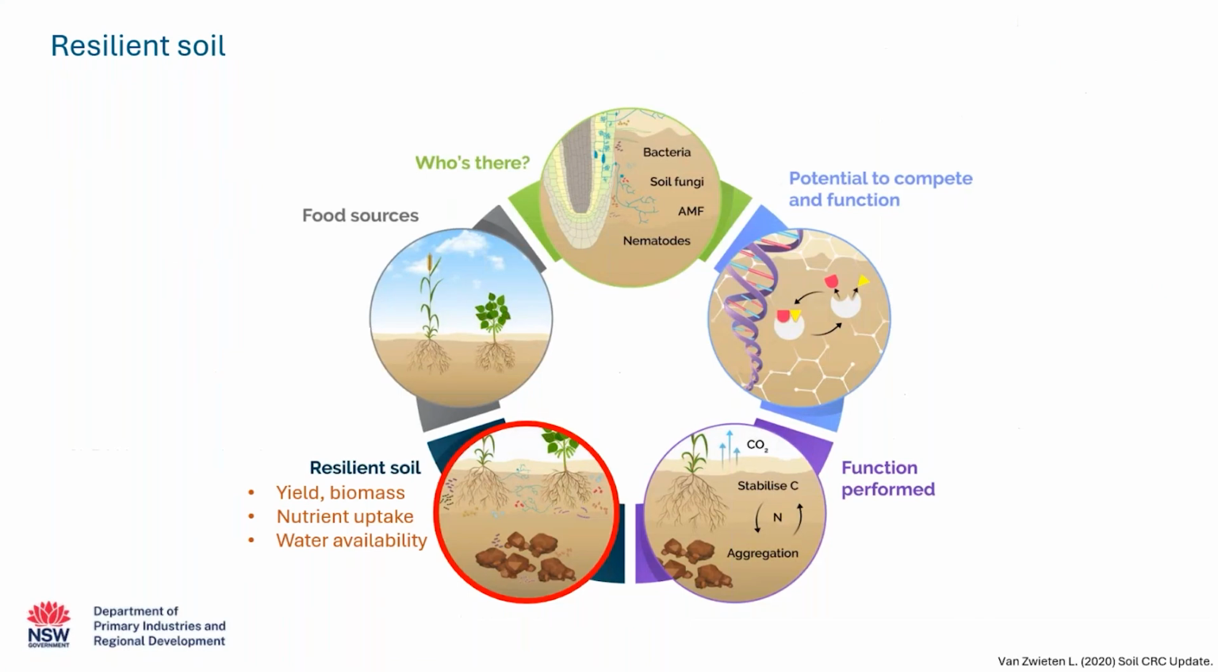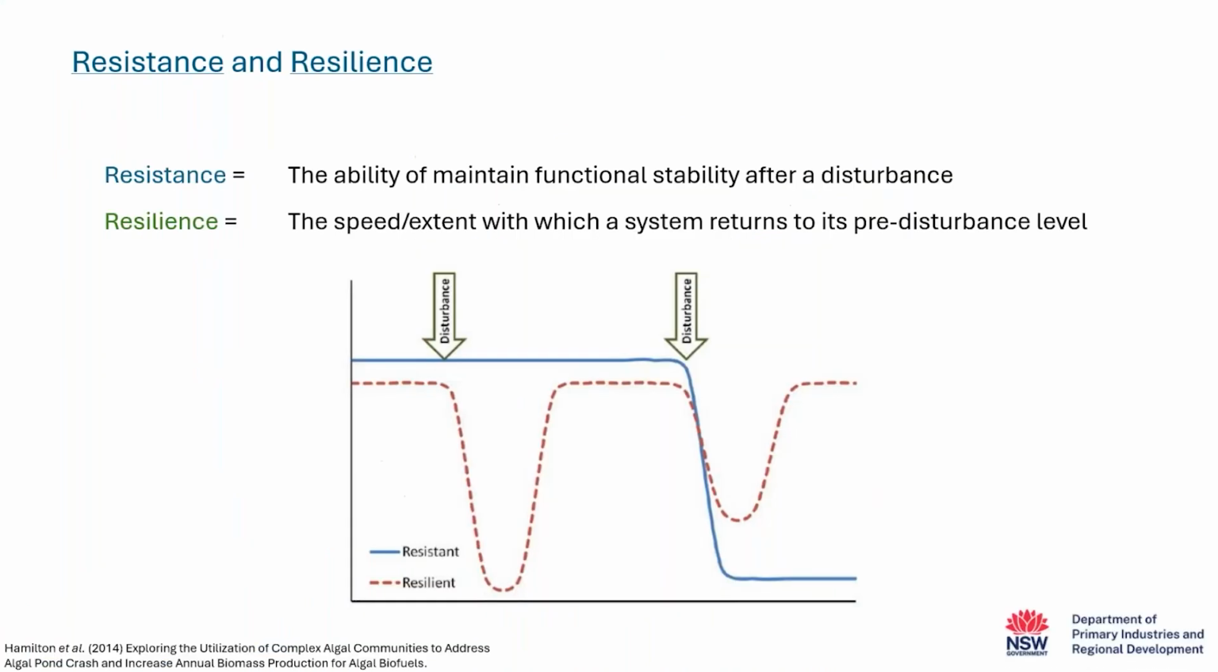The final step in this framework is translating biological indicators into measurable agricultural outcomes, such as nutrient availability, water use efficiency, disease suppression, crop yield, and agroecosystem resilience. Resistance and resilience are distinct but complementary properties that describe how soil systems respond to disturbances over time. Resistance reflects the ability to maintain functional stability during a disturbance, while resilience captures the speed and extent of recovery afterwards. Neither represents a single time point measure.